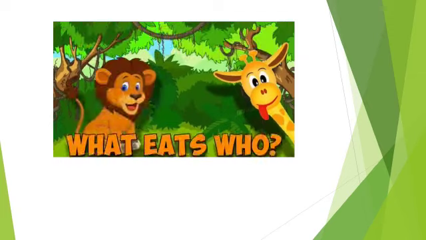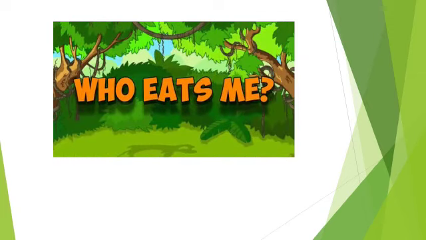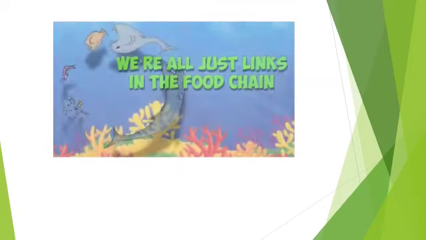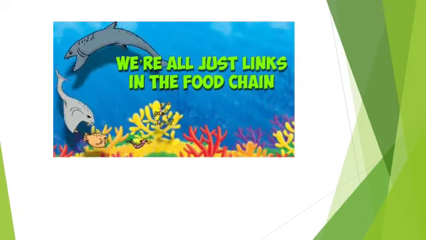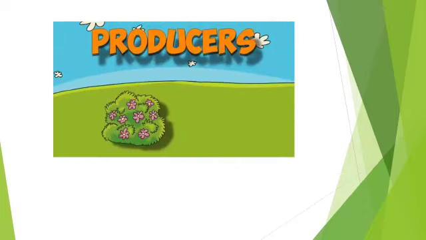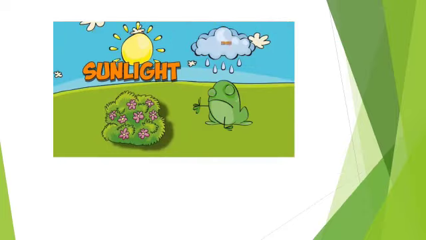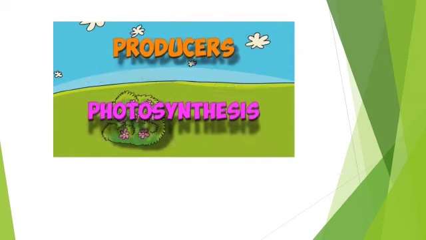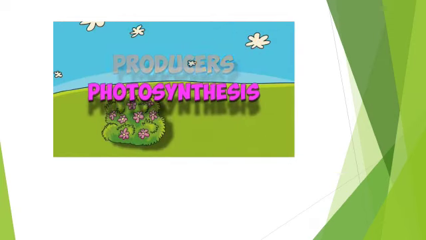Who eats what? What eats who? Who eats me and what eats you? I got some news, it's not a game. We're all just links in the food chain. Producers like things we sow, those use sun and water to grow. What they do, we can conclude, use photosynthesis to make their food.